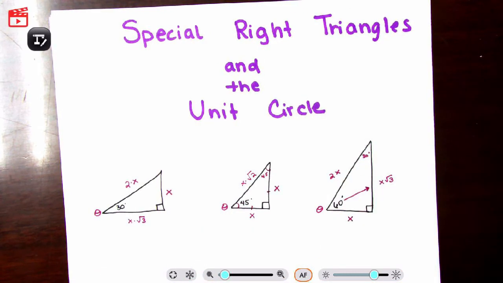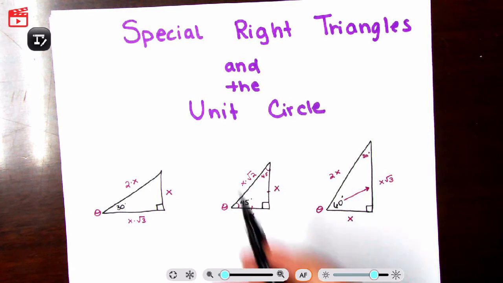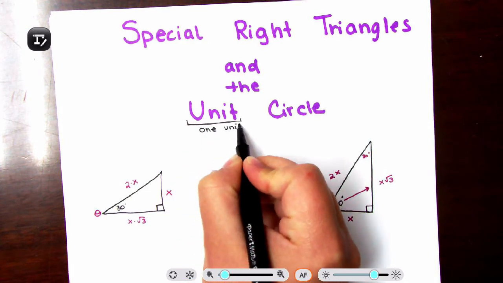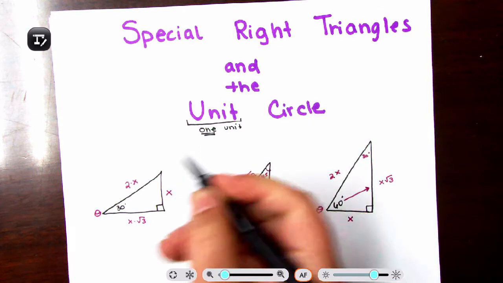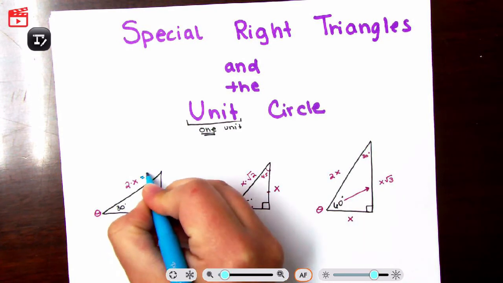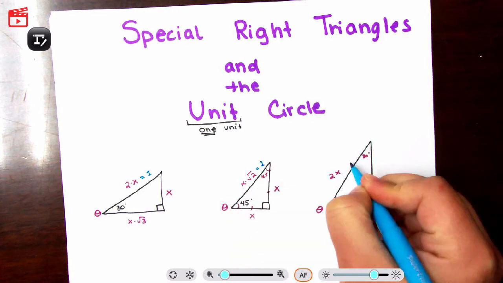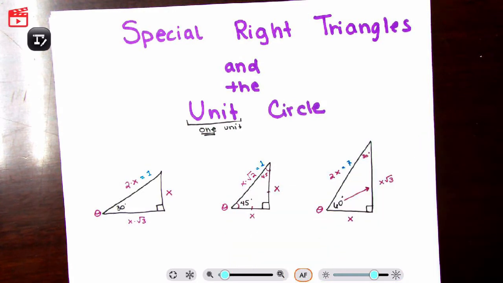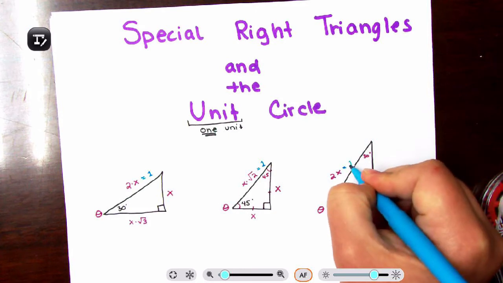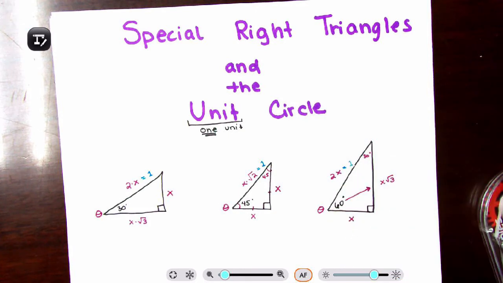Now what does that mean with the unit circle? We kind of already know this. Well, the unit circle, think about the name, unit. The unit circle represents 1 unit. And that 1 is the length of your hypotenuse. So the length of your hypotenuse for all of these triangles is 1. And that's not a 7, that should be a 1. So what that means is that the values for the legs also get changed.